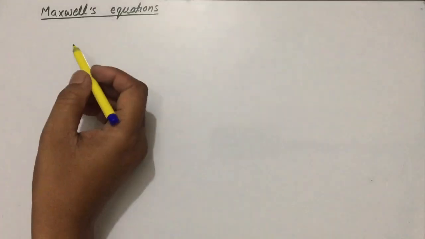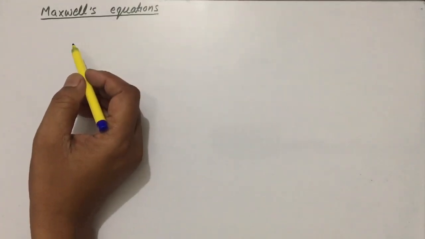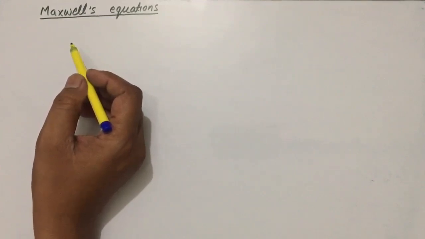Now let us discuss Maxwell's equations that combine all electrostatic and magnetostatic laws in a set of equations, and there are static and dynamic fields. In case of a static field, the electric and magnetic fields are independent from each other. However, in case of dynamic field, electric and magnetic fields depend on each other.